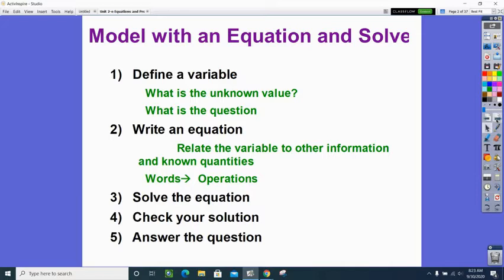You're going to then solve the equation using good equation solving steps. You're going to check your solution, and then you're really going to make sure that you're answering the question asked. That involves putting your units in, and it also seriously makes sure, in some of the cases, especially in our next video, that you're answering the correct question.